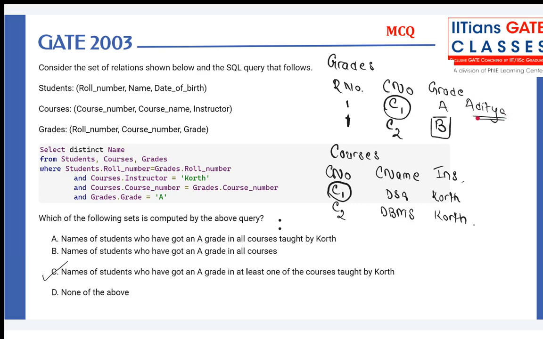Then if the answer came out as Aditya, the name of the student, because he scored a grade A in at least one course of Korth, then option A will say that he would have got A grade in all the courses taught by Korth. Is that the case in this case? No. Even though he scored a grade of B in course C2, still the name is returned because that person scored grade A in at least one of the courses taught by Korth. That's why option C will be the right answer.